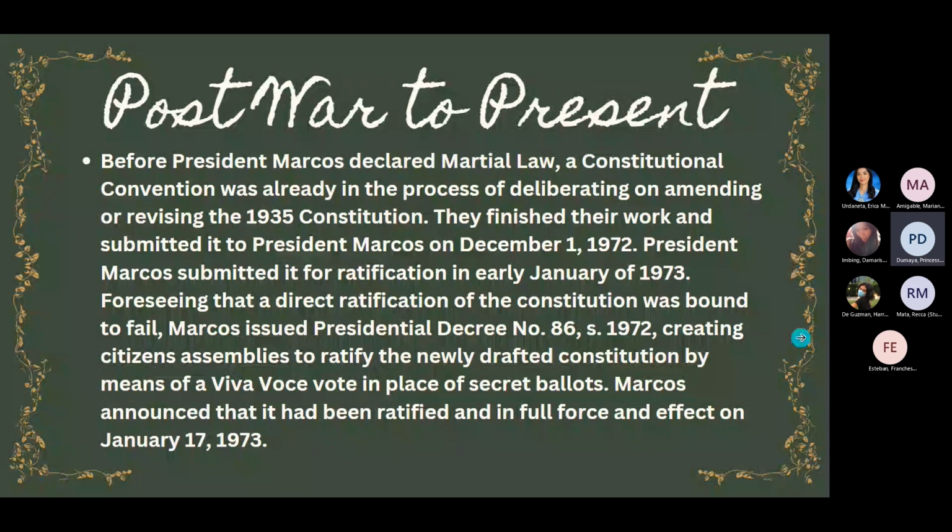President Marcos submitted it for ratification in early January of 1973, foreseeing that a direct ratification of the Constitution was bound to fail. Marcos issued Presidential Decree Number 86, 1972, creating citizens' assemblies to ratify the newly drafted Constitution by means of a viva voce vote in place of secret ballots. Marcos announced that it had been ratified and in full force and effect on January 17, 1973.